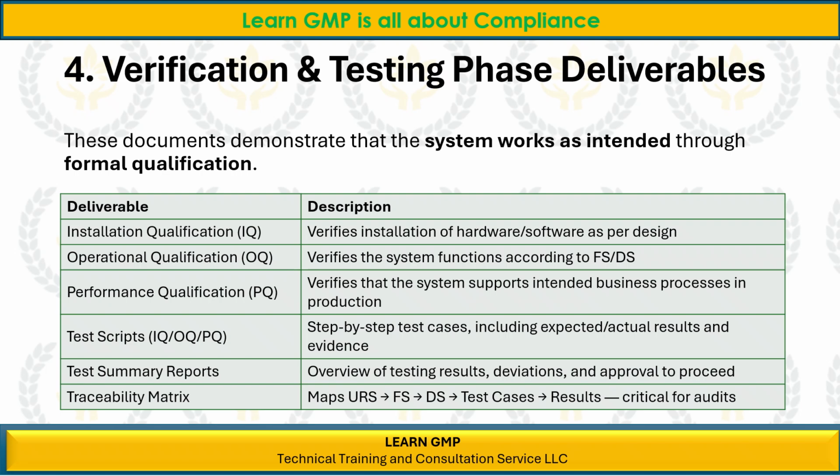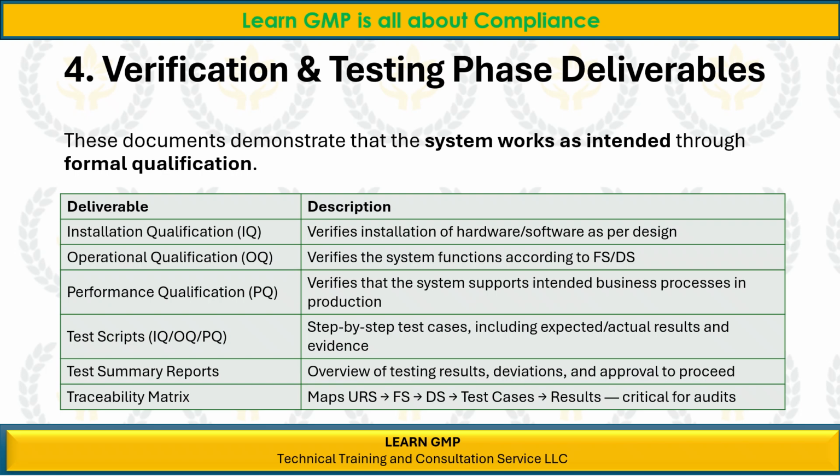Verification and testing phase deliverables. These documents demonstrate that the system works as intended through formal qualification. Deliverable: Installation Qualification, IQ. Description: Verifies installation of hardware/software as per design. Deliverable: Operational Qualification, OQ, verifies the system functions according to FS/DS. Deliverable: Performance Qualification, PQ. Description: Verifies that the system supports intended business processes in production.